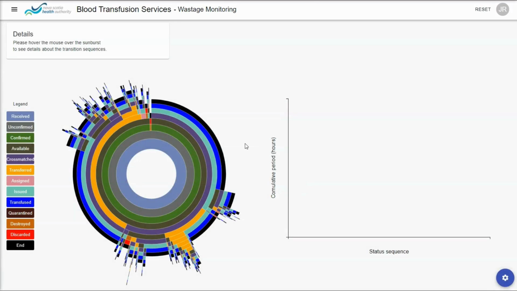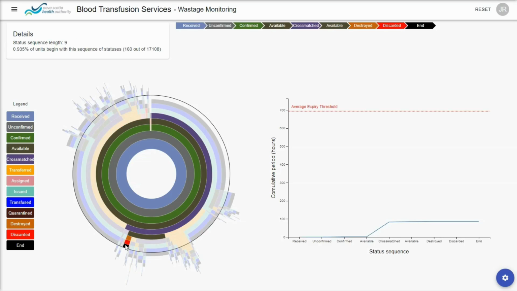As you see, 160 units were discarded right after going through received, unconfirmed, confirmed, available, cross-matched, available. The line chart confirms that there were no significant delays in processing these units compared to their average expiry time. Considering that the units were discarded after being cross-matched for once, it can be inferred that there was a potential inefficiency in the collection and the screening process.